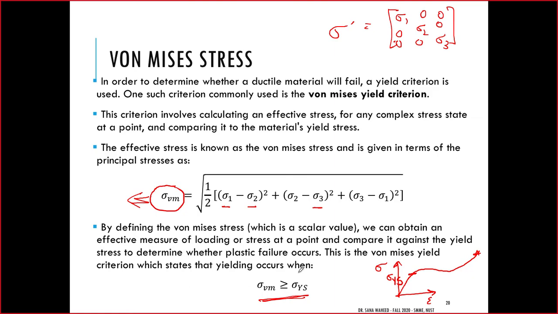Now I forgot to mention one very important thing, which was that this effective stress measure, or the von Mises stress, is defined primarily for ductile materials. This failure criterion, comparing von Mises against the yield strength, we do only and only for ductile materials, okay, not for brittle materials.